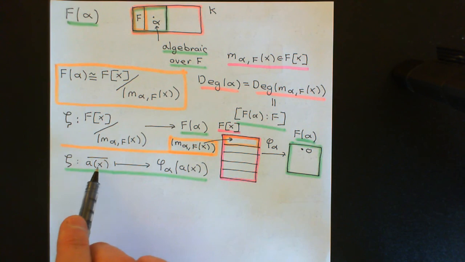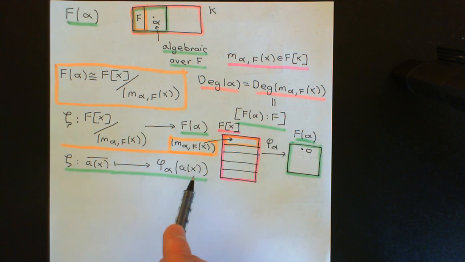It just maps each of the cosets onto where the evaluation homomorphism would map all of the elements in that coset. So just take a representative from the coset, ask what the evaluation homomorphism would send that element onto, and that will be the answer as to where zeta would send the coset.